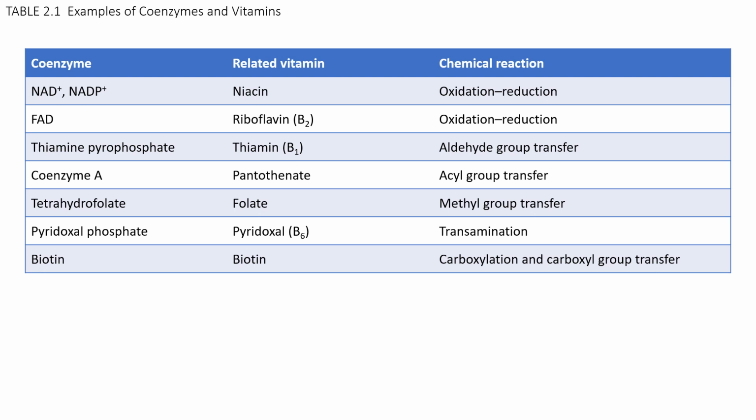Coenzyme A, pantothenate, for acyl group transfers. Tetrahydrofolate, which is going to be related to the vitamin known as folate, for methyl group transfers. And pyridoxal phosphate, B6, pyridoxal, is used for transamination, so moving one amino group from one section to another. And of course, biotin for carboxylation of the carboxyl group on the opposite end of your amino acid chain.